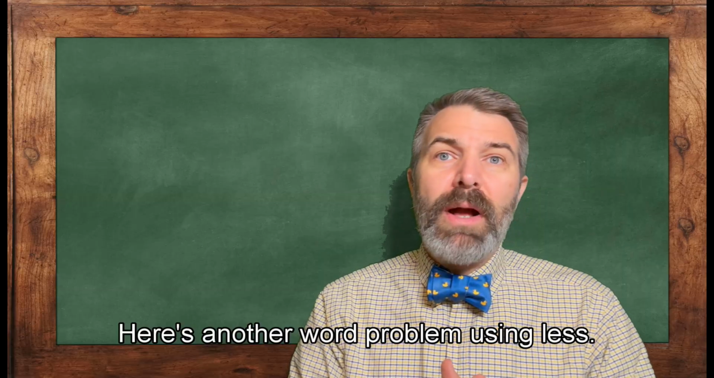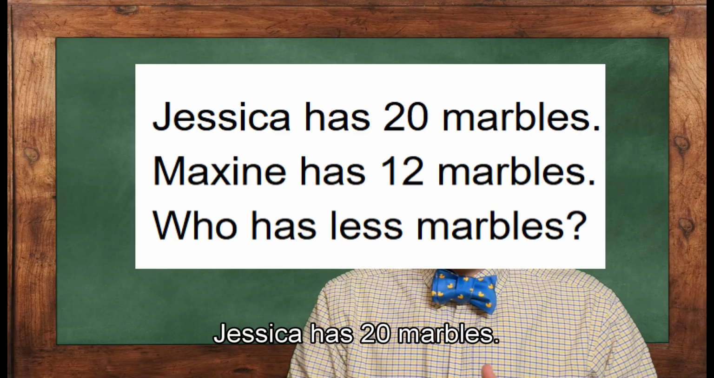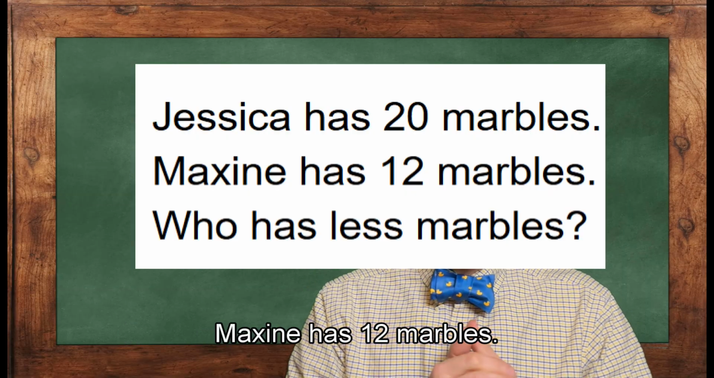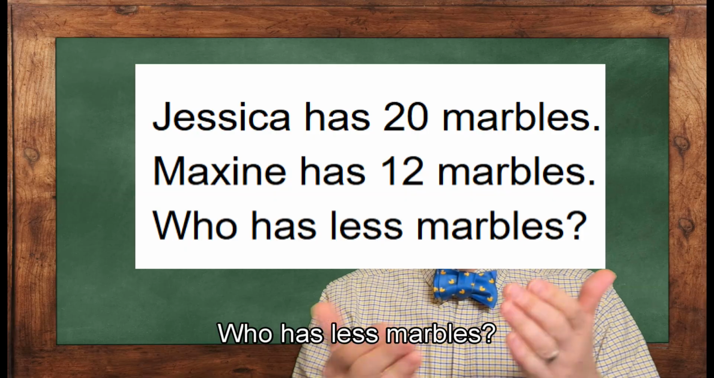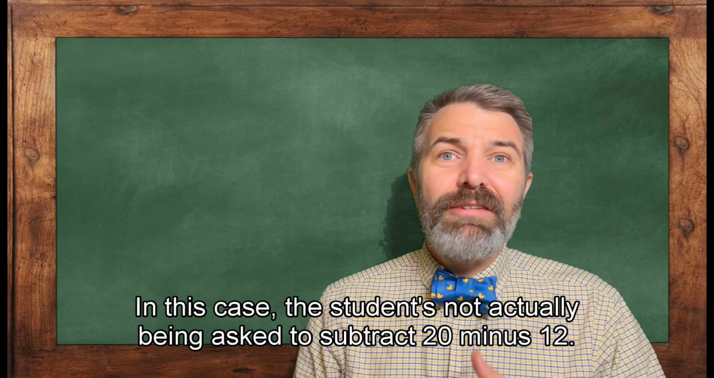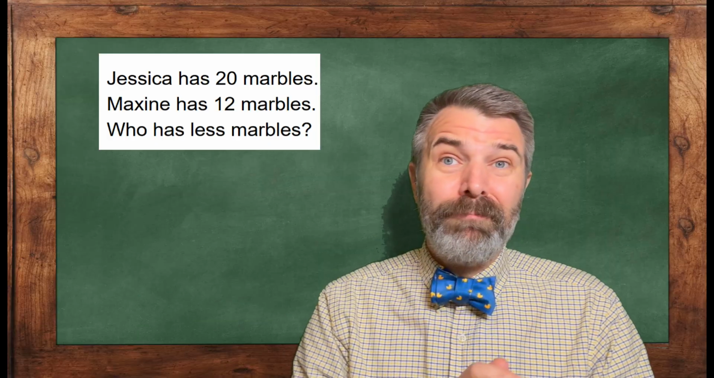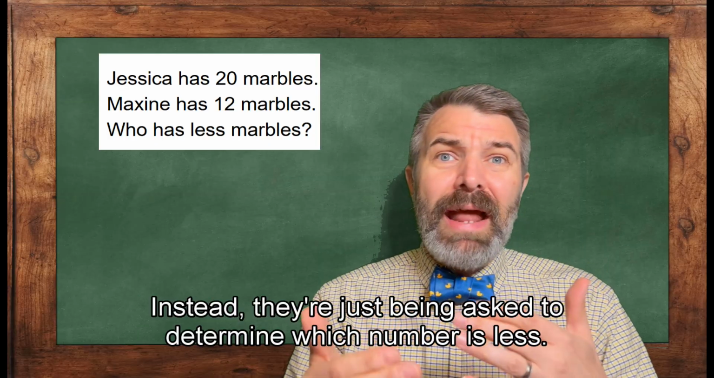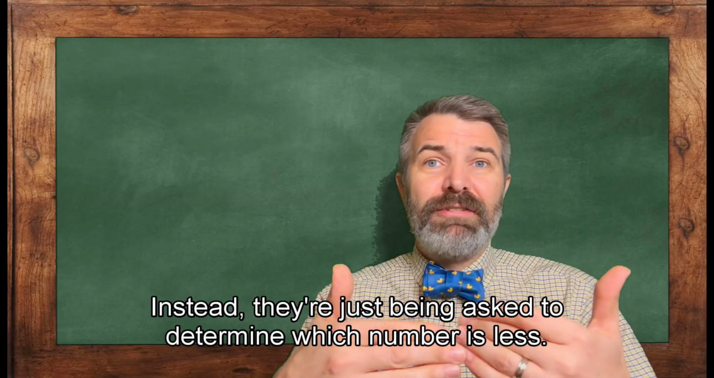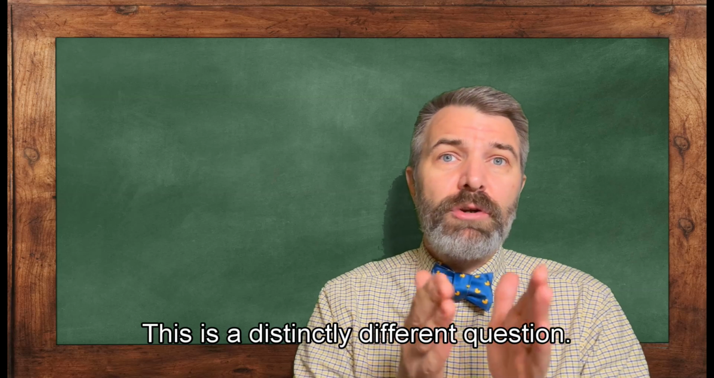Here's another word problem using less. Jessica has 20 marbles. Maxine has 12 marbles. Who has less marbles? In this case, the student's not actually being asked to subtract 20 minus 12. Instead, they're just being asked to determine which number is less. This is a distinctly different question.